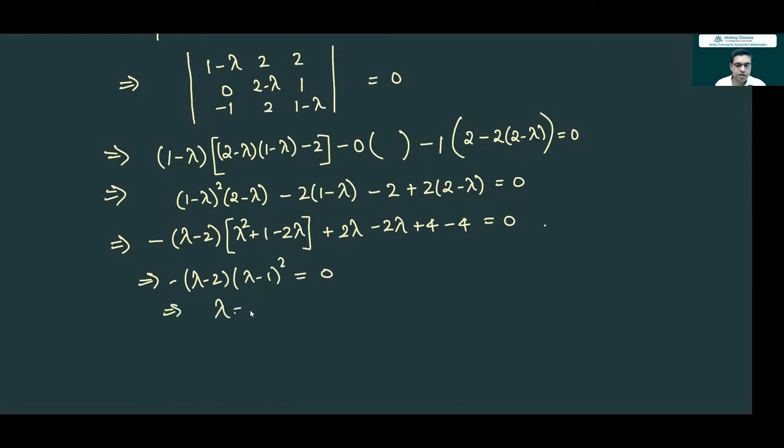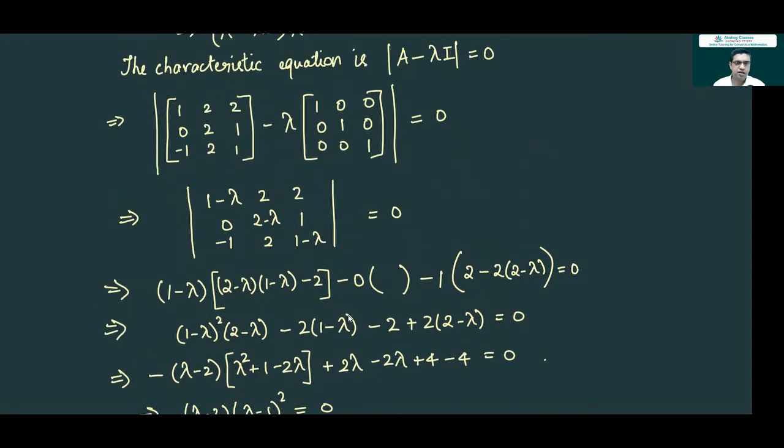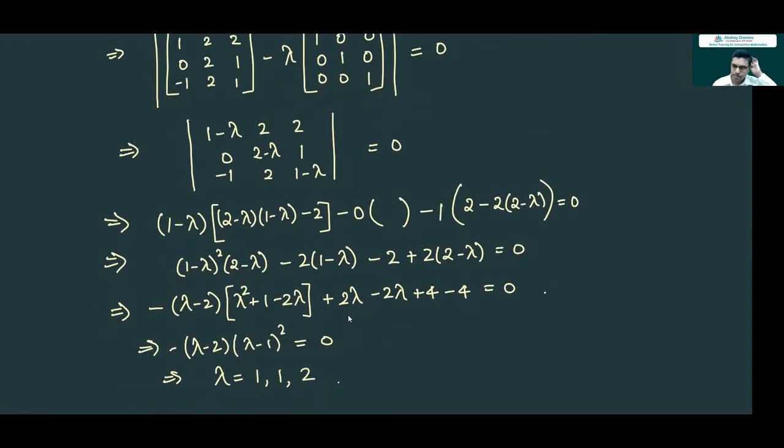So I get lambda is 1 comma 1 comma 2. This is the lambda. Let us see the value of the determinant. Yeah, this is correct.